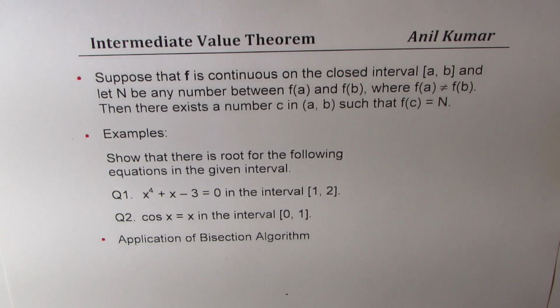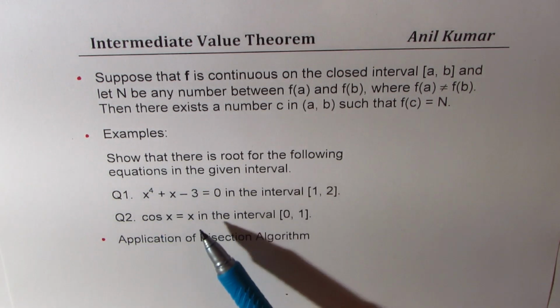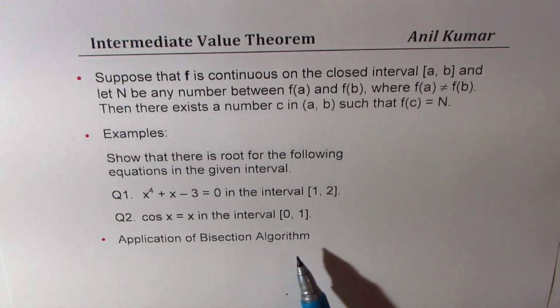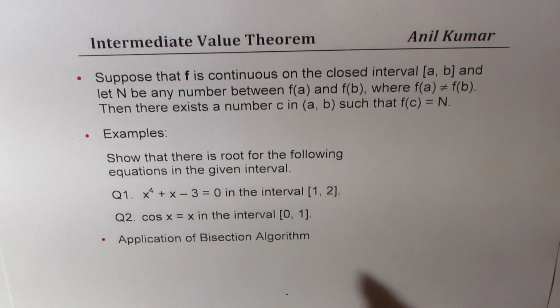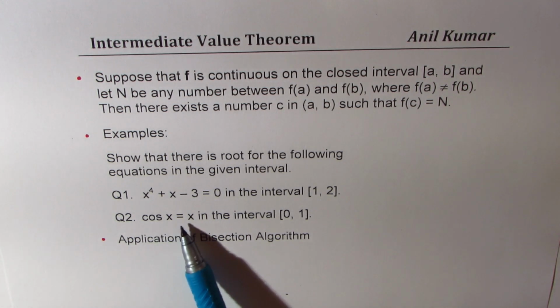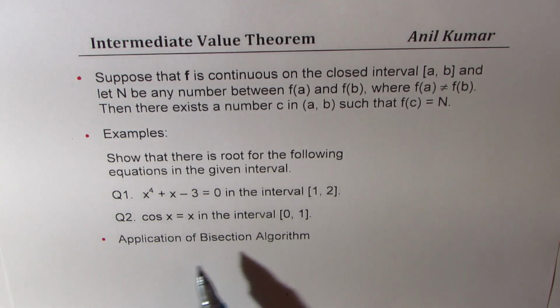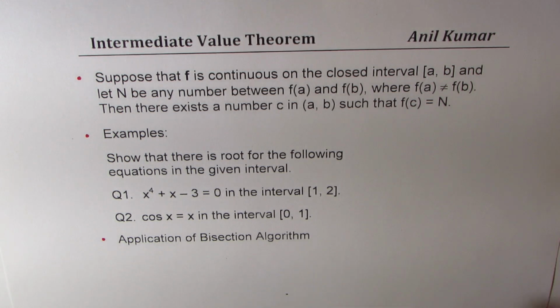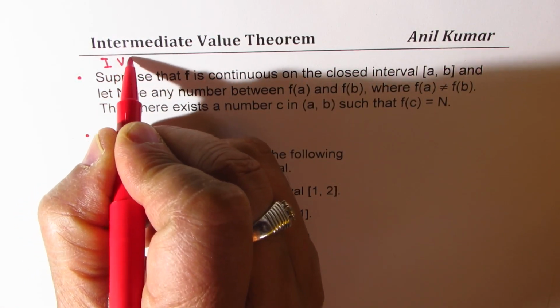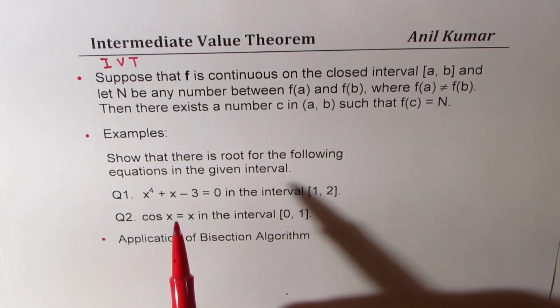We'll talk about intermediate value theorem in this particular video, taking up two examples, how to apply the theorem, and we'll extend this video by finding the root accurate to 3 decimal places for the equation cos x equals x by using bisection algorithm. So I hope that is clear. Now let us first talk about the intermediate value theorem itself. In short, I'll be using IVT, intermediate value theorem.